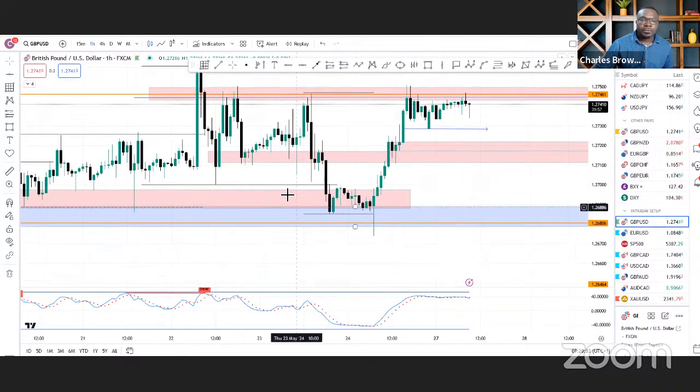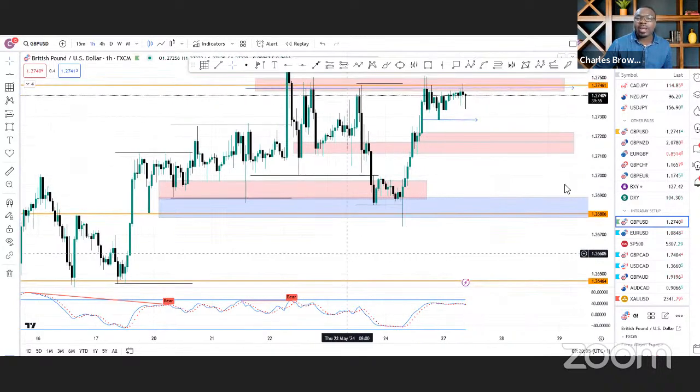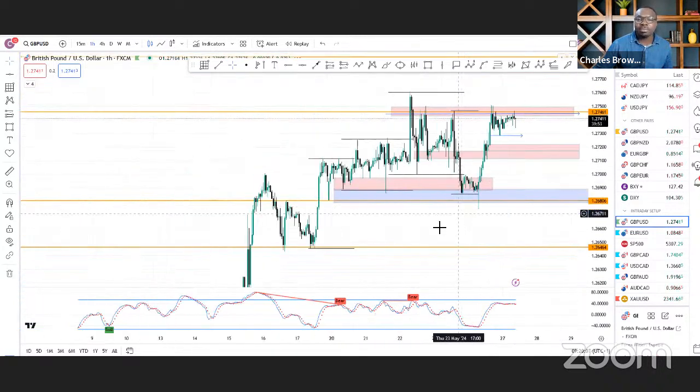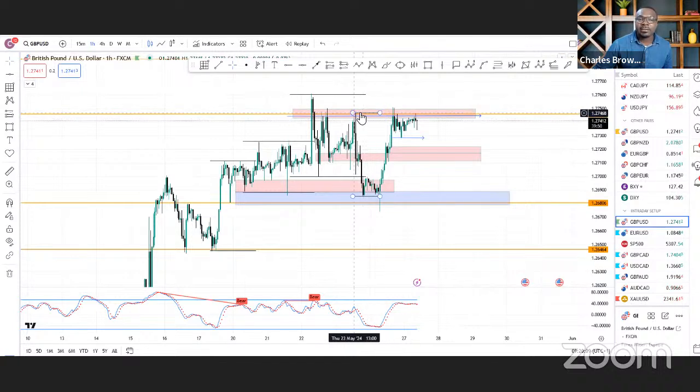Now, are we still bearish? No, we are not. On the 4 hour, we are now bullish again. See this high? This previous order flow high.